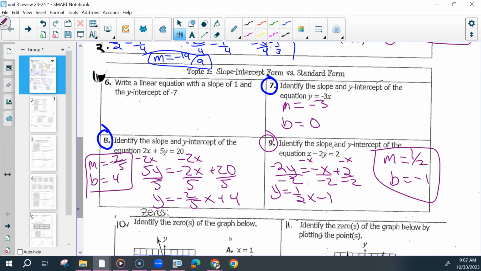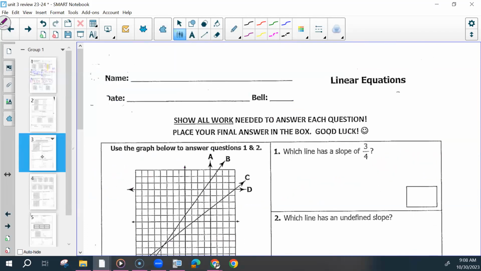Not the back of this page, but the next page has more slope questions. Numbers 1 through 6 are all slope questions on this page. If we want to see you go over any of those.